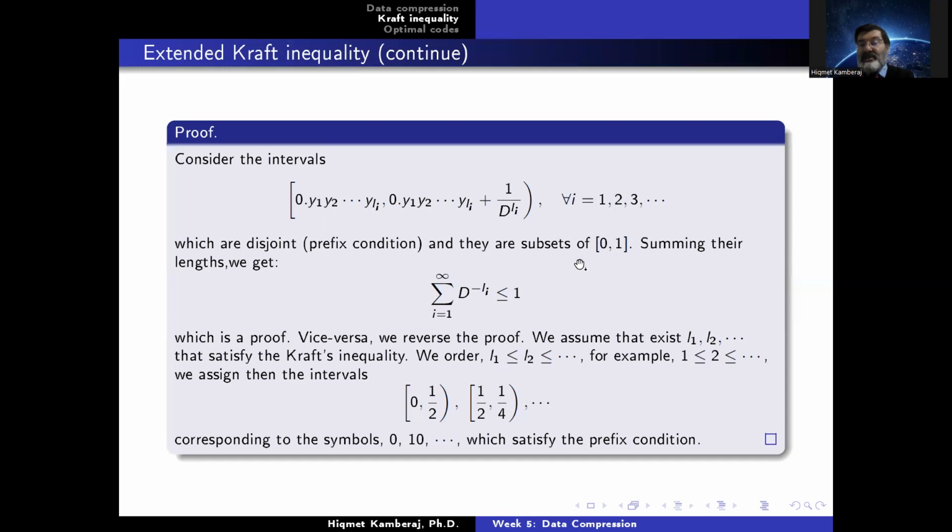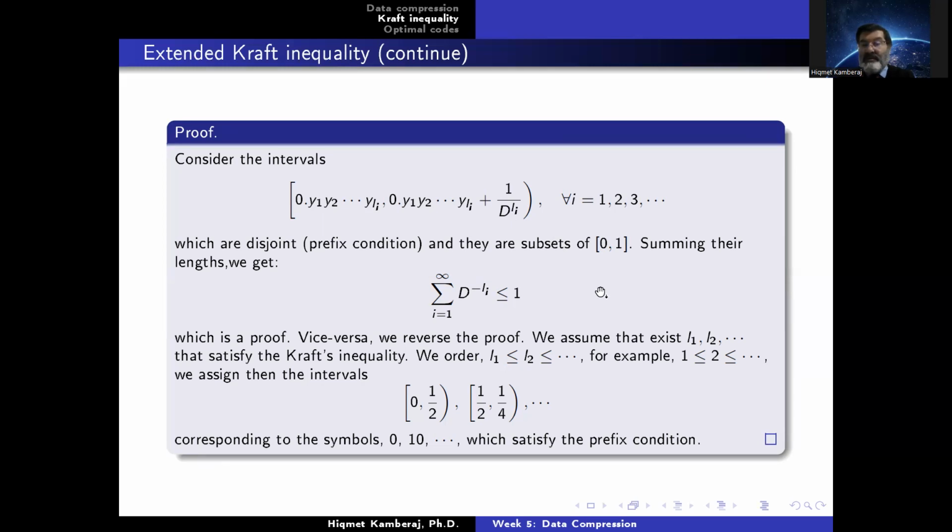Now, the sum of all these infinite intervals in the largest interval will give the interval from 0 to 1. But what is the length of the interval from 0 to 1? It is 1 minus 0, which gives you 1. And you get the right-hand side of this inequality, which is a proof of what I wanted.